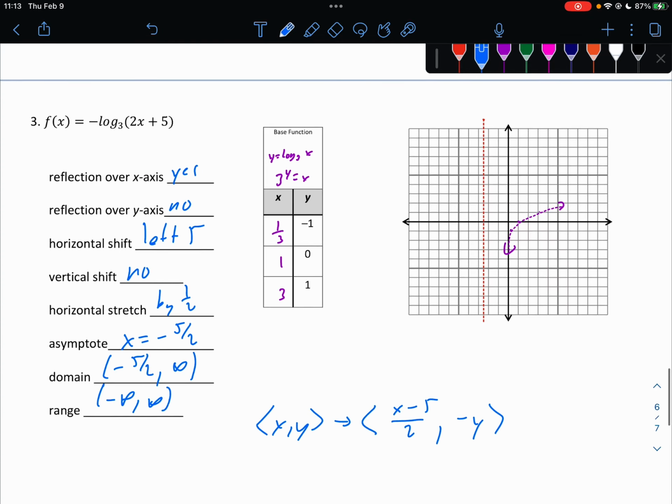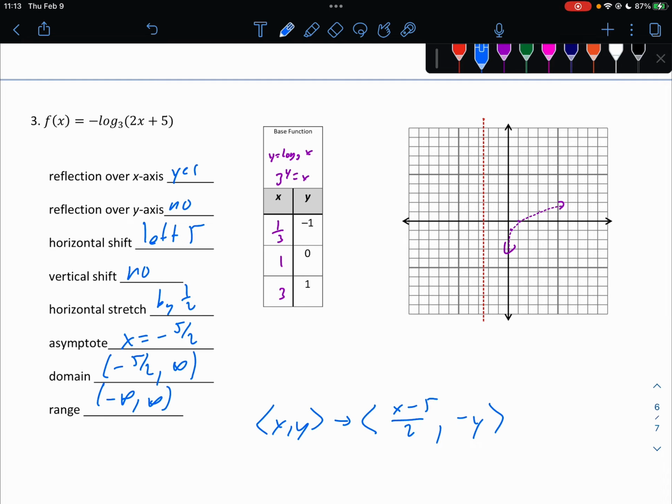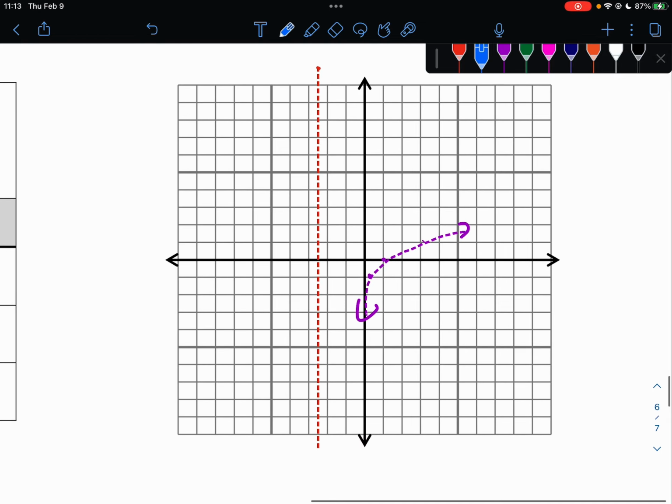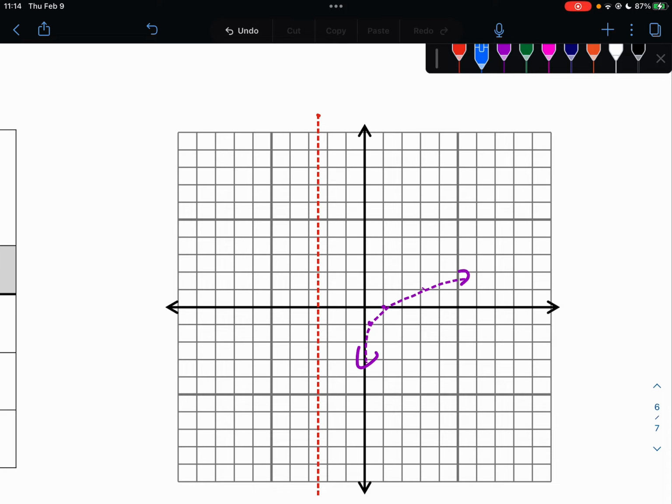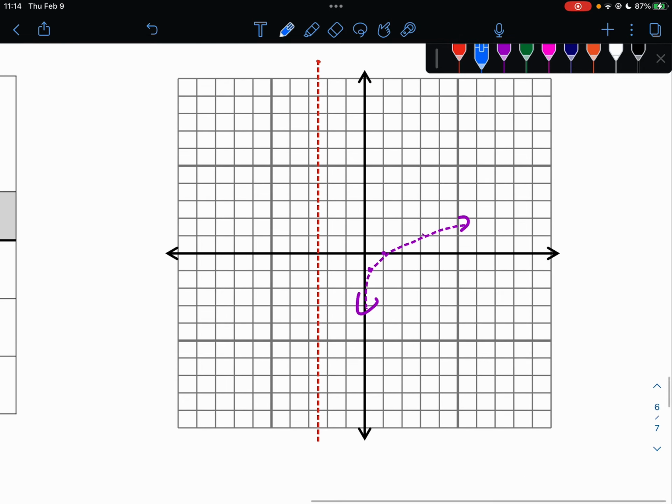All right, so we're going to move left 5, and then cut it in half, and then flip the y over. Okay, so left 5: 1, 2, 3, 4, 5, cut it in half, and then flip the y over. We should be somewhere around there for our first point. Next point, move left 5, and then cut that in half, and then flip the y over, so it'll just be 0 again. So it'll be right around there. And the third point, if we move left 5, and cut that in half, and then flip the y over, it should be right about there.